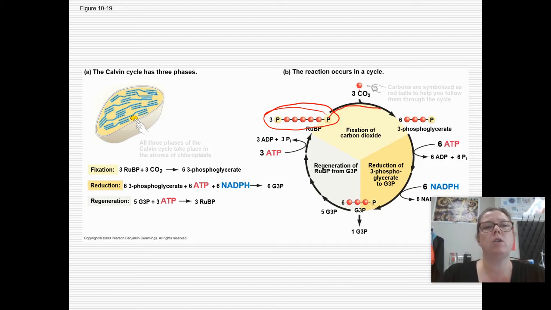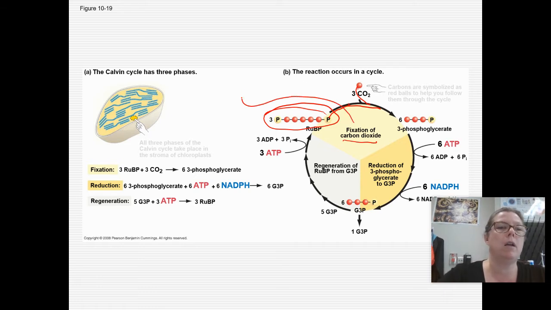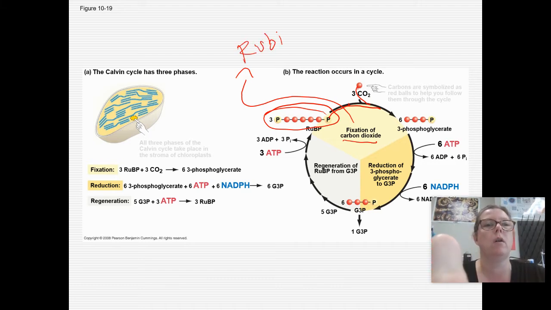RuBP bonds to carbon dioxide. That's why this is the fixation phase. And there is an enzyme that you need to know about here. I've seen it pop up in College Board questions. The enzyme is called Rubisco.